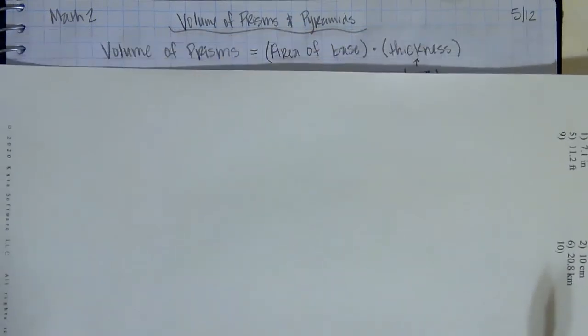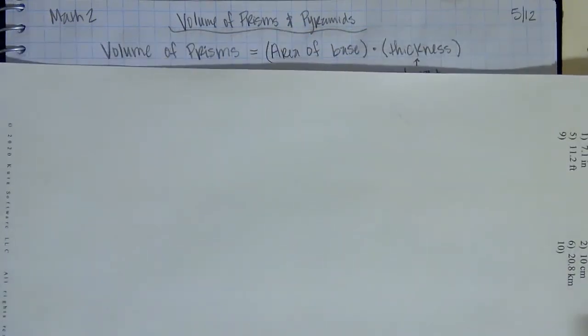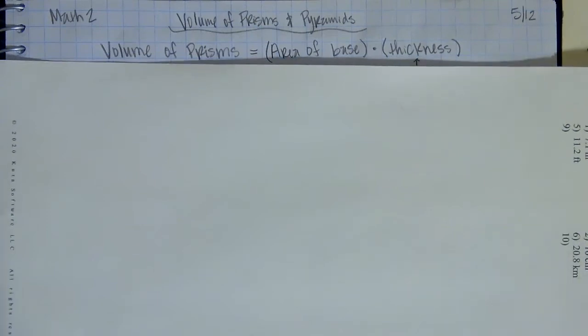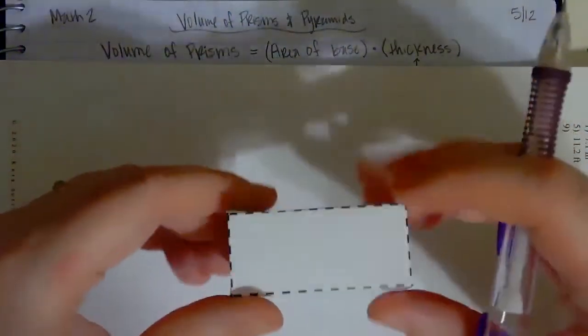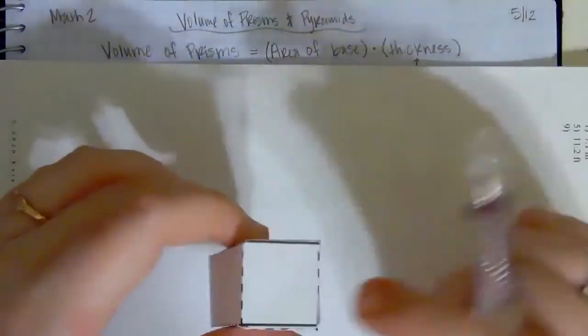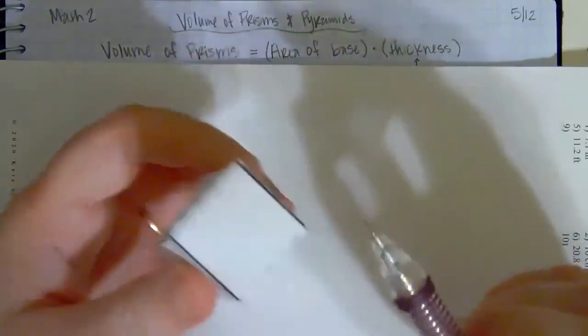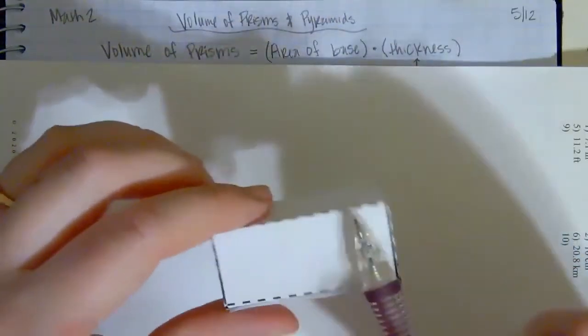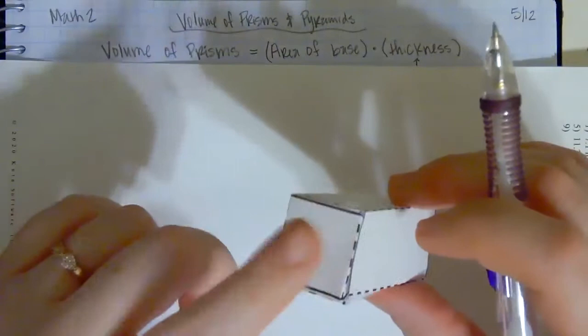So the first thing you need to know is that to find the volume of a prism, we're going to do the area of the base times the thickness. What do I mean by that? Here's a prism. Remember, there are lots of different kinds of prisms. A prism has one shape on one side and the same shape on the other side, and they're separated. So the base would be this shape.